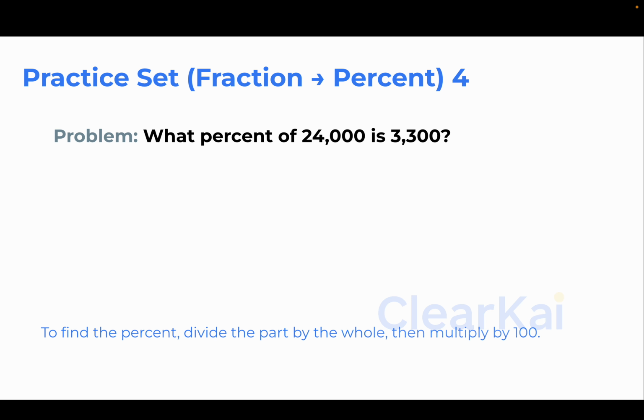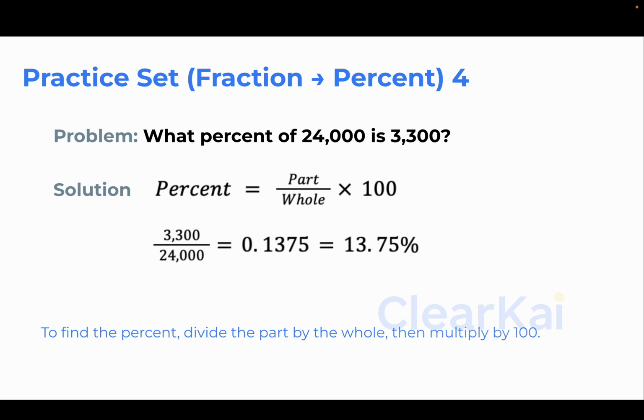Let's finish with one more example using bigger numbers. The question is, what percent of 24,000 is 3,300? We will use our main formula. Percent equals parts divided by whole times 100. So 3,300 divided by 24,000 equals 0.1375. Now multiply by 100 to turn that into percent, and we get 13.75%. That means 3,300 is 13.75% of 24,000.